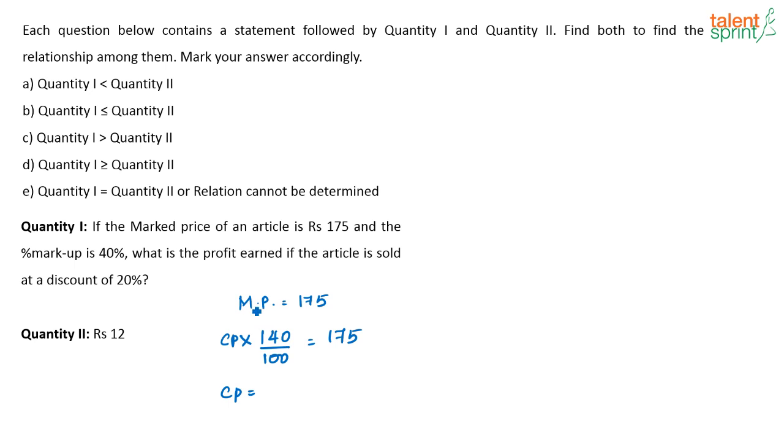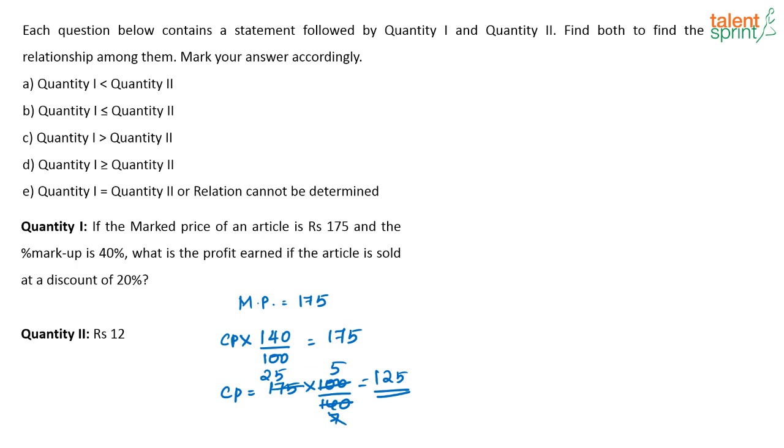Find out from here. See, marked price was 175 and it is given that there was a markup of 40%, or cost price into 140 by 100 is equal to 175, correct? So cost price is nothing but 175 into 100 by 140, correct? That is, 20 will go in both, right? 5 by 7, or 175 by 7 is 25. So 25 into 5 is equal to 125. So the cost price is 125 here.